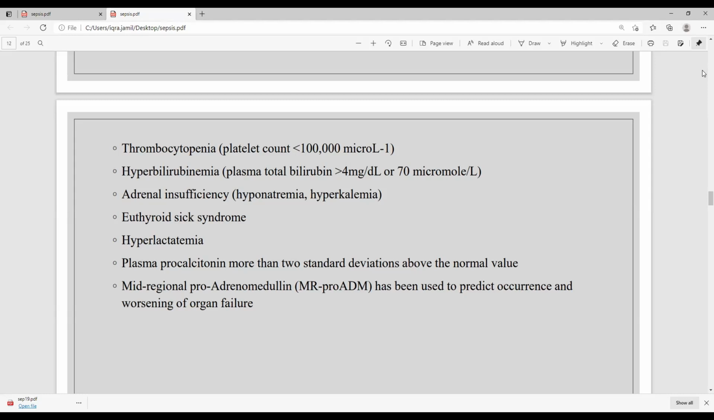This is a new parameter and protein test. I don't know if it will be done in Pakistan or not, but this is a new one. We can also assess sepsis based on this routine.